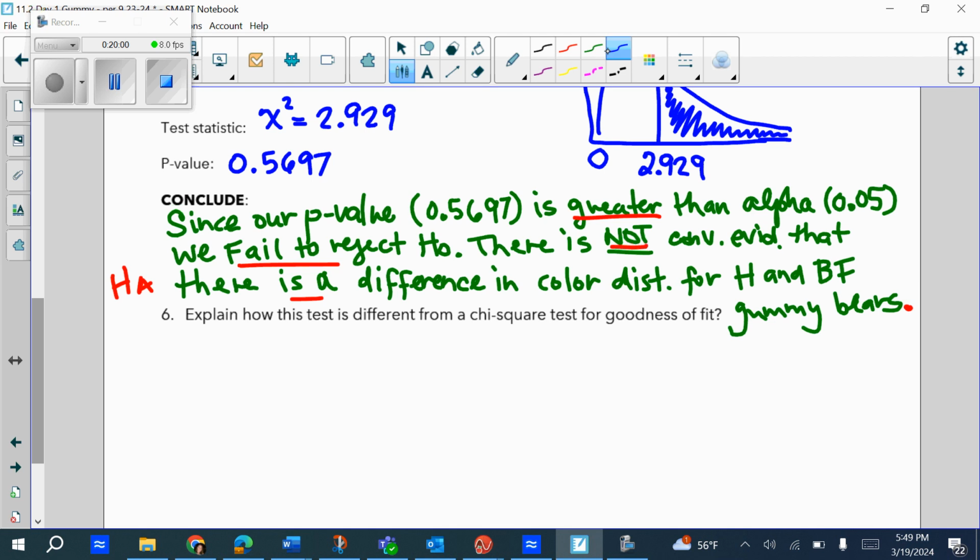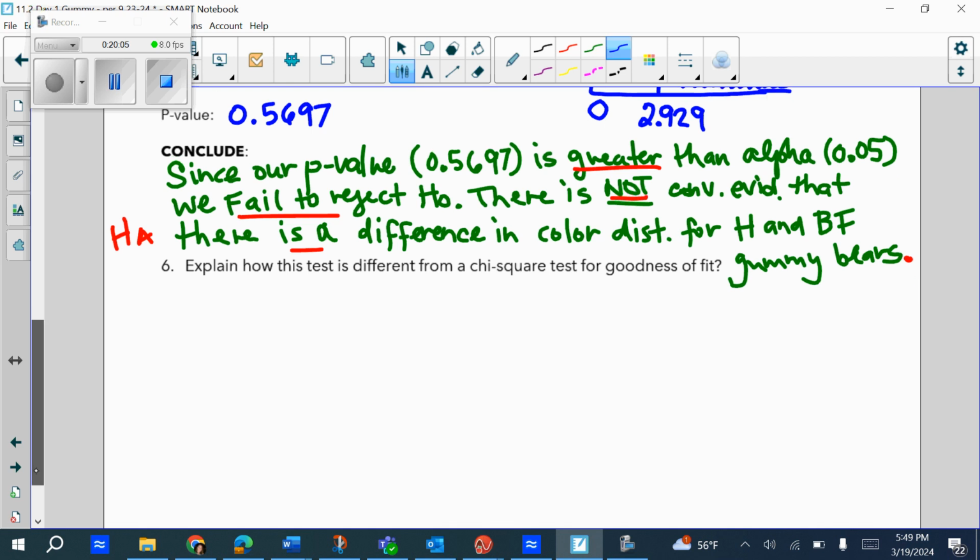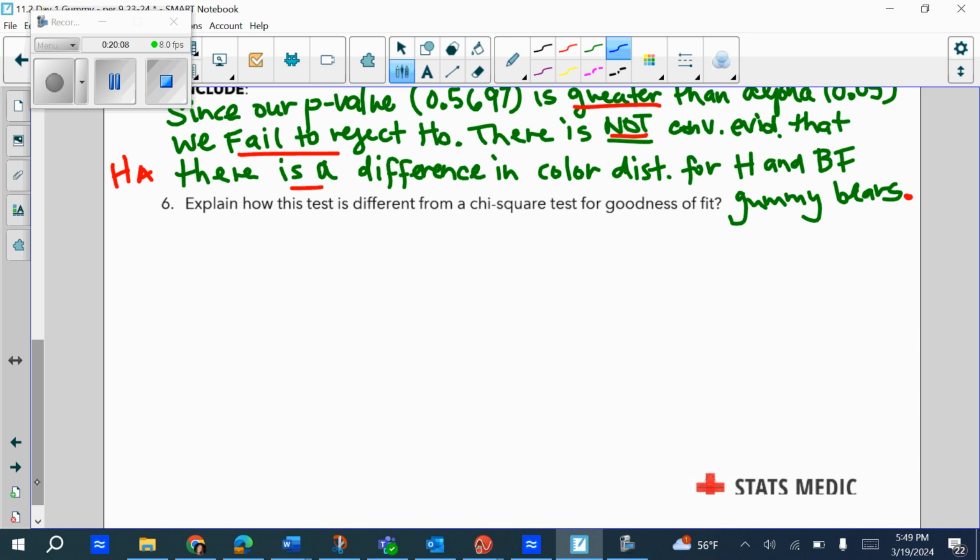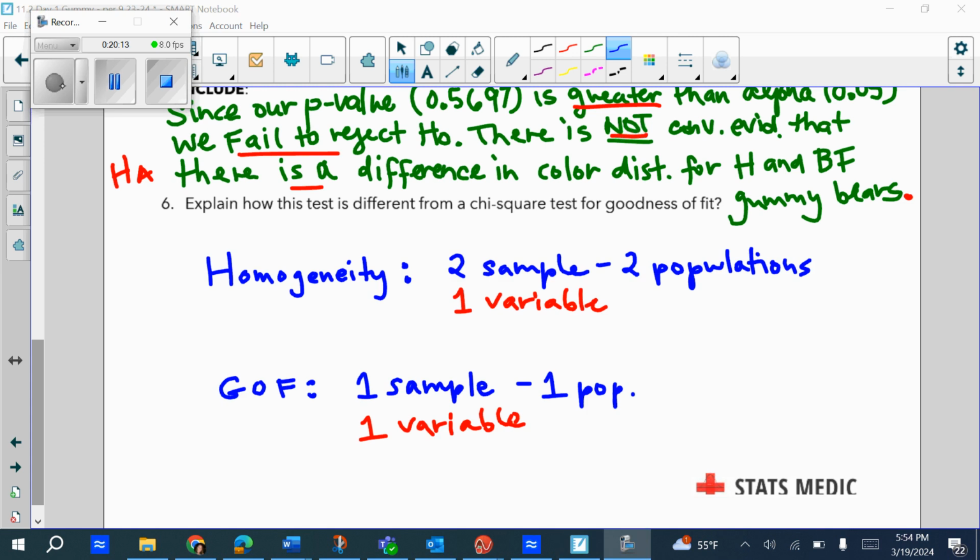And then lastly, we just wanted to help you out here to see the difference between the two types of chi-square tests that we've talked about. The difference between the homogeneity and the goodness of fit test: the homogeneity test had 2 samples from 2 populations, and the goodness of fit test had 1 sample from 1 population. They both had 1 variable, and in the examples that we did, we used color as that variable, but it can be different depending on the situation.